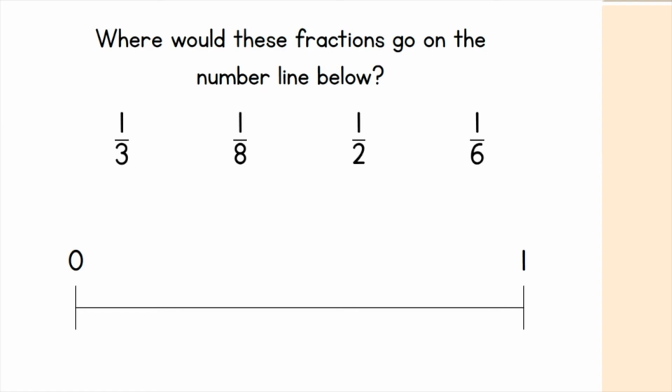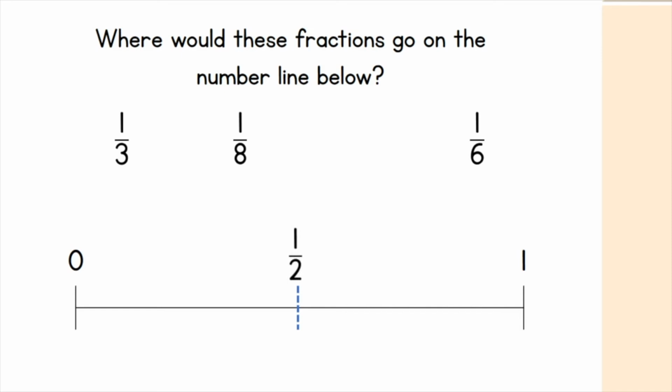So where would these unit fractions go on the number line below? We have a start point of 0 and an end point of 1. Which fraction would you start with? I think I'd start with the easiest one. The one that has a denominator of 2. Why? Because I'd only have to break that number line into 2 equal pieces. And that's usually where I start when I'm looking at a number line. I look at the midpoint. There's the midpoint, 2 equal pieces. That's where 1/2 goes.